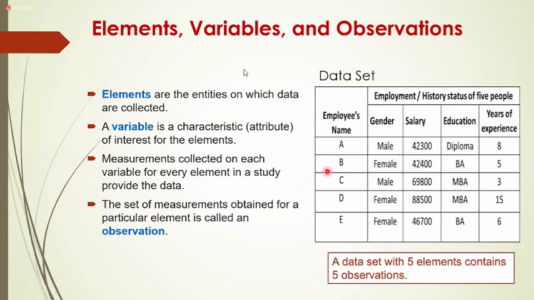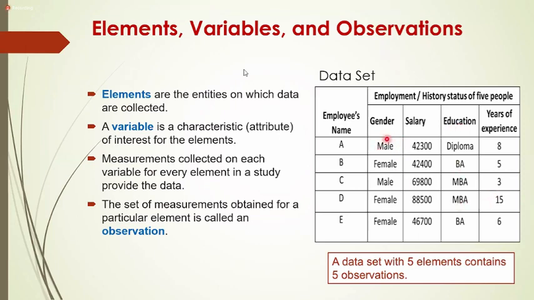Then if we are looking at the second employee with salary, what is the measurement? Salary for the second employee? 42,400. So this is the data. If we look at employee D and we are looking at education, what is the measurement for the education of employee D? MBA. So MBA is a data.